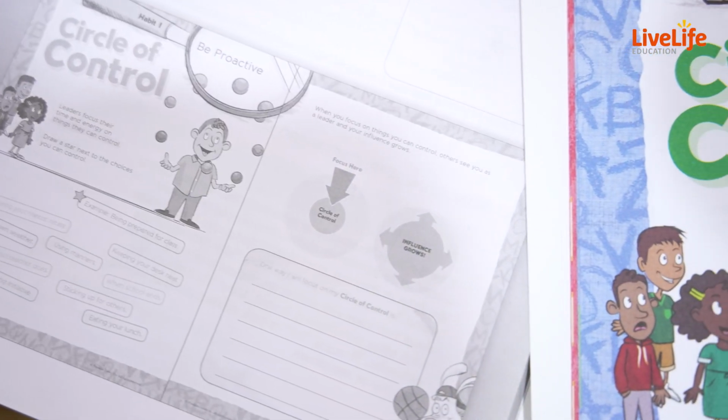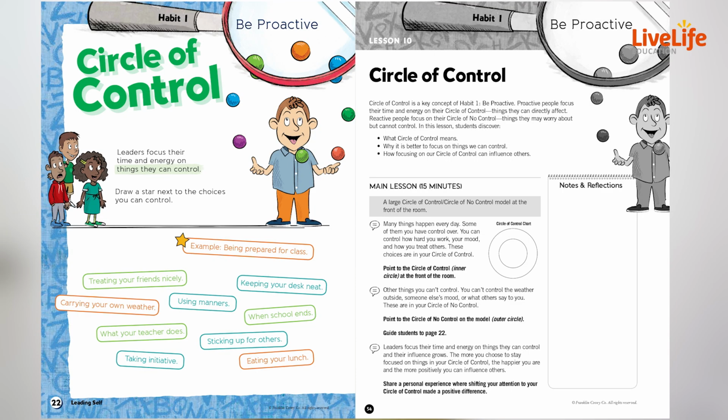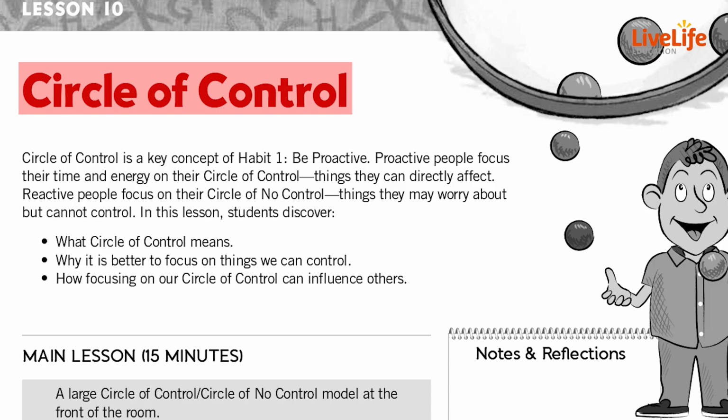Every lesson given in the teacher's guide, I'm talking about this book, the teacher's guide, corresponds to the student book. So any page in the student book, if you just open, it is mapped to the teacher's guide. Now I have chosen the lesson Circle of Control from habit 1. I would want you all to turn to page number 54. You can see the name of the lesson is on the top. It is the key concept of habit 1, be proactive.